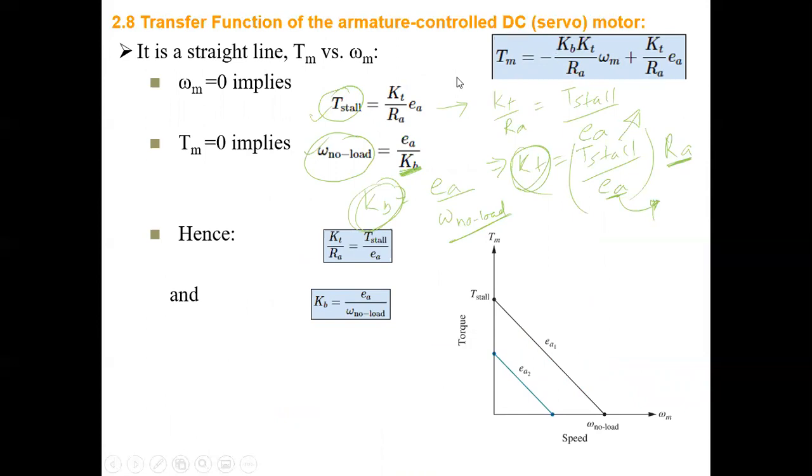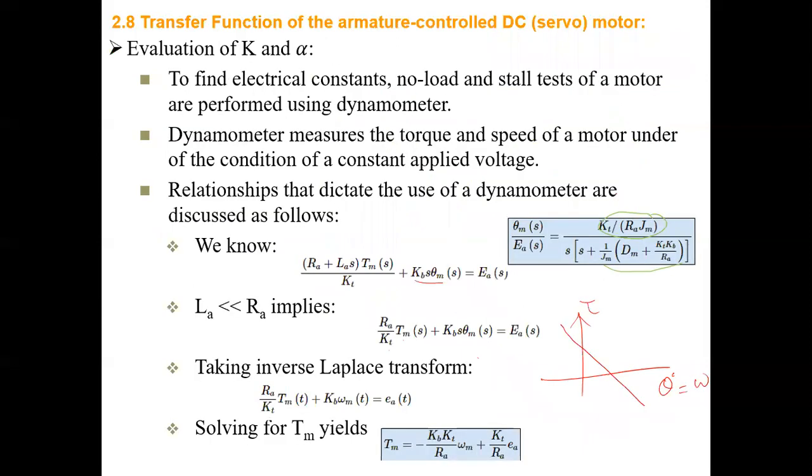So where is the alpha? Is it the R alpha? No. Alpha is this whole thing. Okay, this is alpha. So you can find alpha now, right? You know JM, you know DM, you know KT and KB. But the RA is constant, so just plug in and you get the answer.